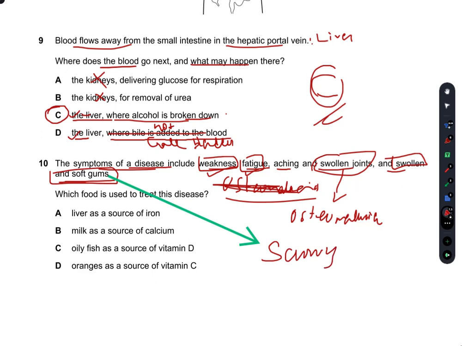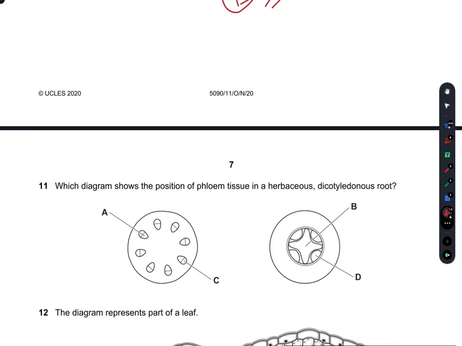And why is scurvy caused? Because of the deficiency of vitamin C. Ascorbic acid deficiency causes scurvy, and oranges are one of the sources of vitamin C. So oranges would help us reduce the effects of this disease and help us prevent it. So D is the right answer.